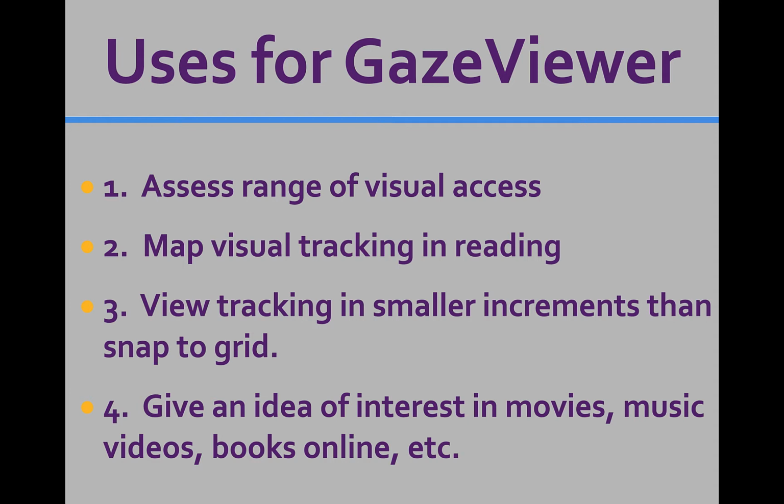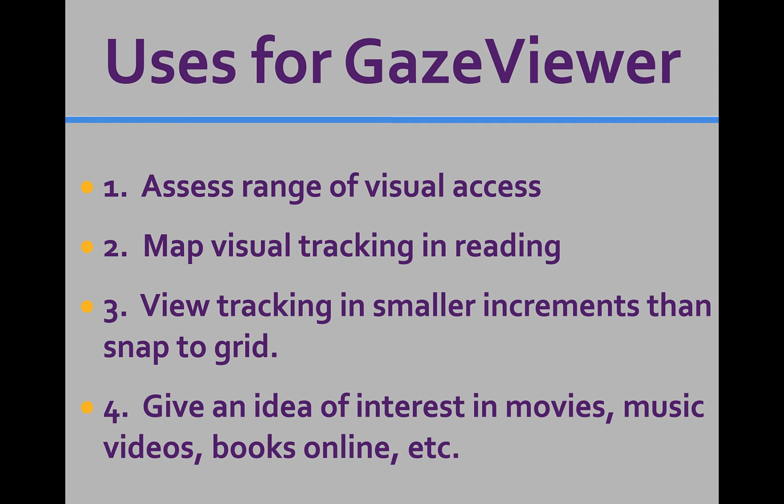You can map their visual tracking and reading, so you can start to look at how they're processing print, which is very important. It's one of the big threes in terms of learning to read. You can view their tracking in smaller increments than in the Snap to Grid, so you're going to see little tiny eye movements. I always find it kind of amazing to watch the videos of their screen capture of their eyes, watching how often the eyes move off target and then come back, how much the apraxia does affect the smoothness of their ability to track across the screen.